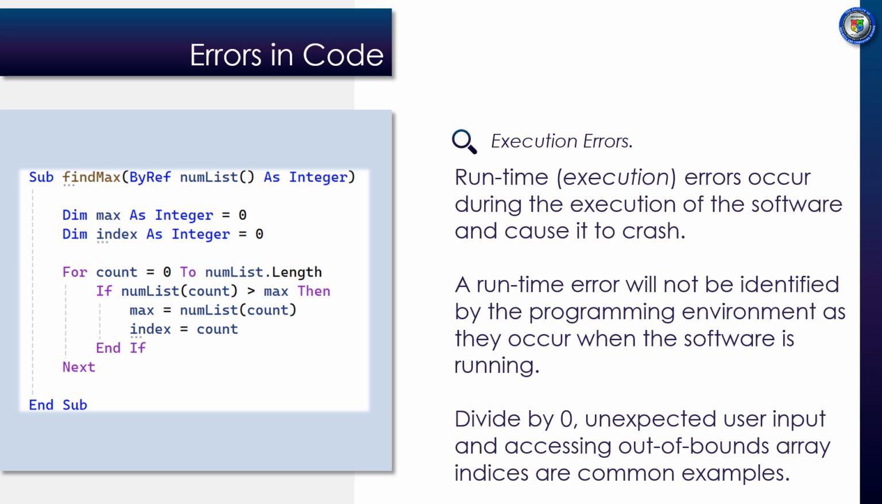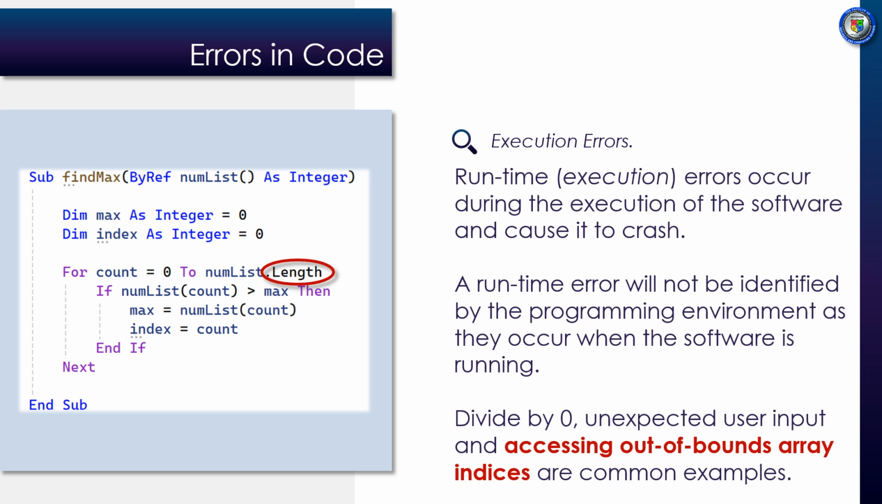Our third and final error is a runtime or execution error, and these occur and cause the software to crash. It will be identified by the programming environment as they occur when the software is running. Normally, dividing by zero, unexpected user input and accessing out of bounds array indices are common examples. In this example, we would be outside the bounds of the array. This means that we are trying to traverse an array to a point where its index is no longer valid.